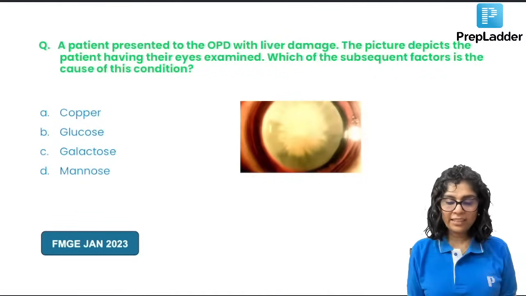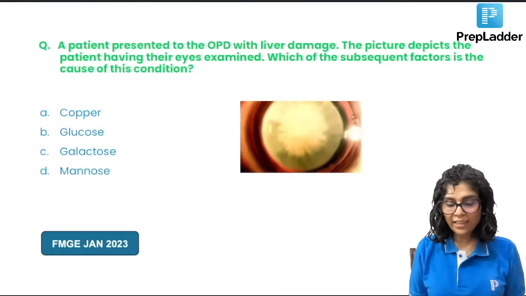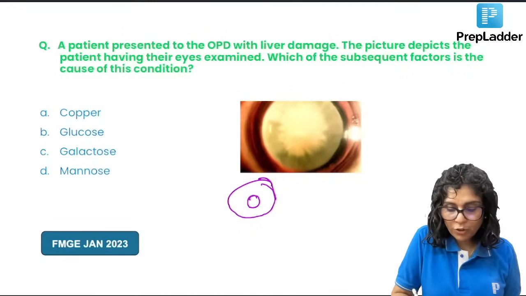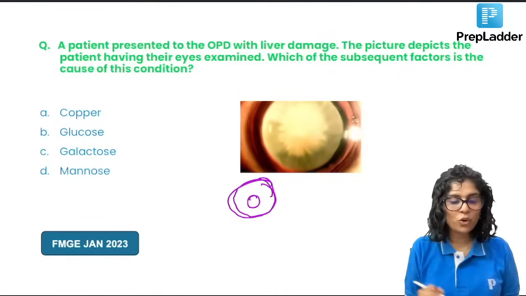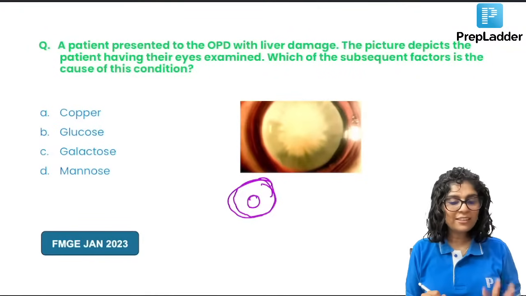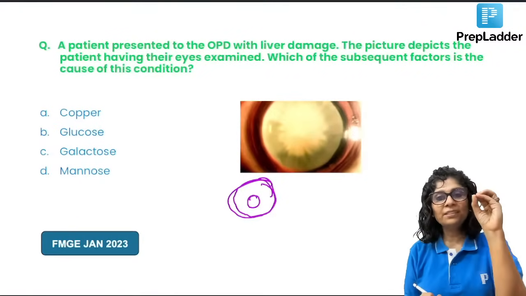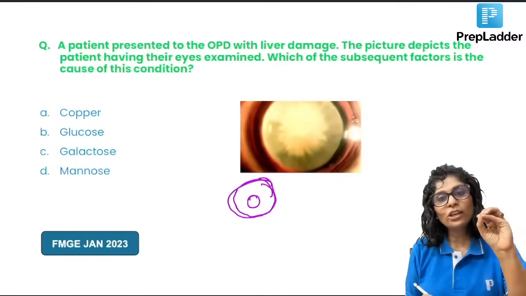Rudra is answering it as galactose. Rudra, had it been galactose, you would have seen oil drop cataract. Right? Do you see any drop here? You don't see any drop. What do you see instead? It's not galactose, everybody. If it's galactose, you would see a drop in the center. Yeah, this is not oil drop cataract.